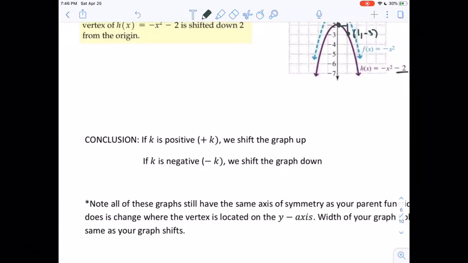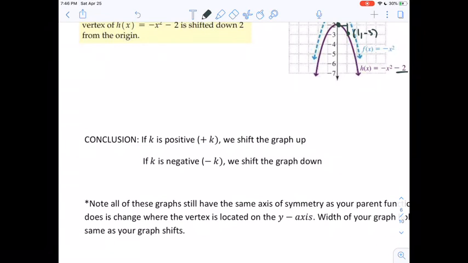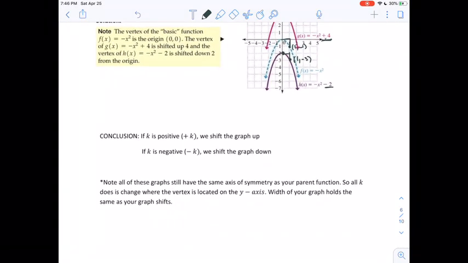So in conclusion, if k is positive, so you're adding to your graph, we shift the graph up. If k is negative, so you're subtracting from your graph, we shift the graph down. Like I said, these graphs still have the same axis of symmetry, and the only thing k changes is where your vertex is located on the y-axis. The width of your graph holds as your graph shifts. Okay?